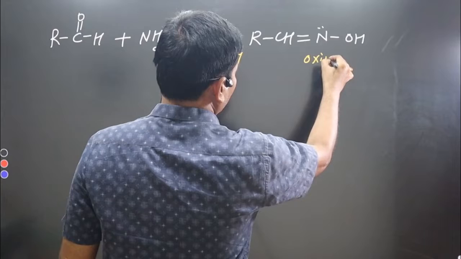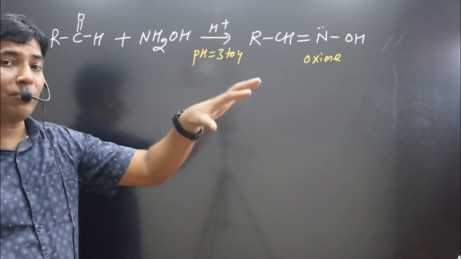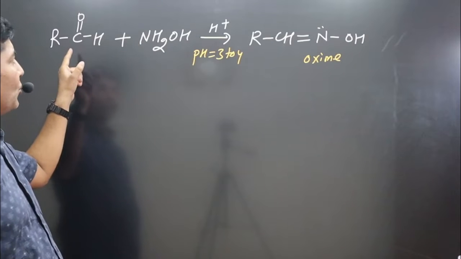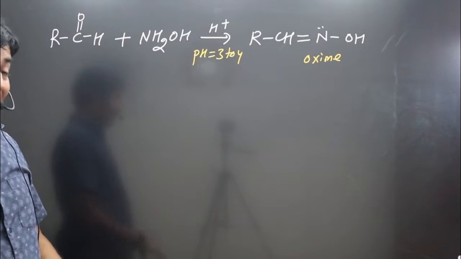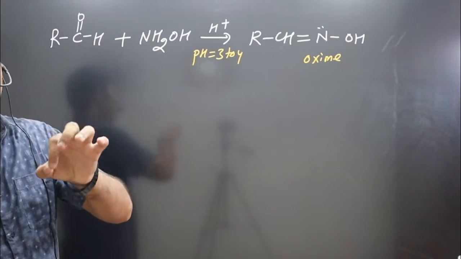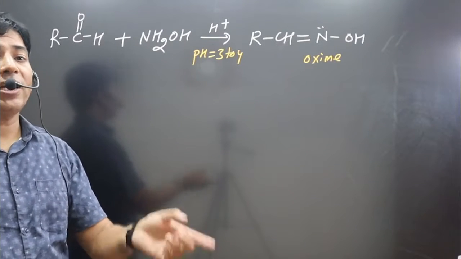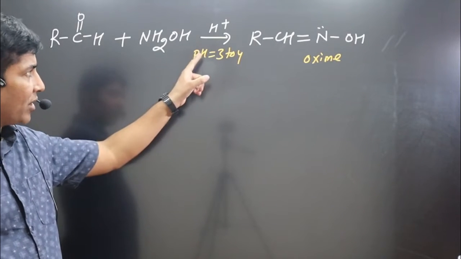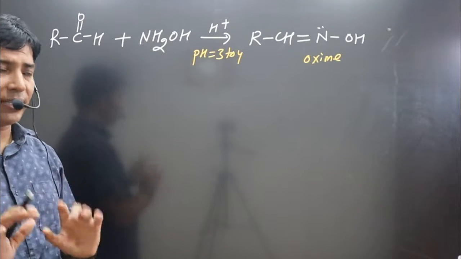Oxime is formed. Keep in mind, if aldehyde is reacting with hydroxylamine, aldoxime formation takes place. Or if ketone is reacting with hydroxylamine, ketoxime is formed. Okay, now we understand why this reaction is carried out in mild acidic medium. I will explain also why this reaction cannot be carried out in a strong acidic medium. Okay, first we understand reaction taking place in acidic medium. We understand how does this reaction take place.